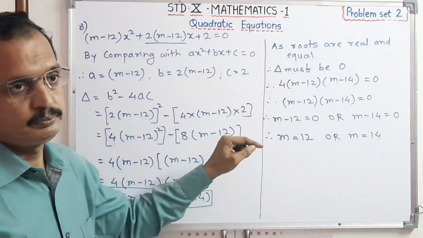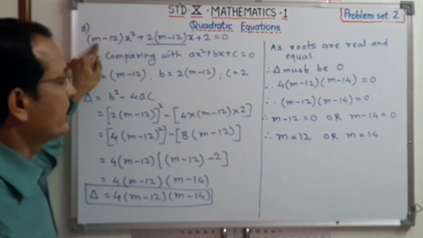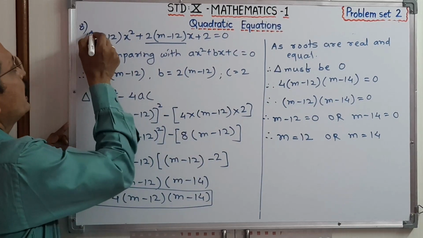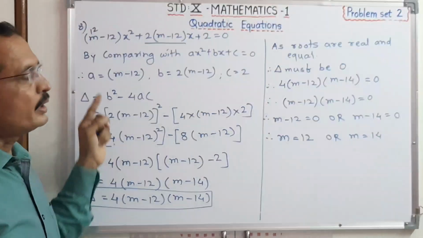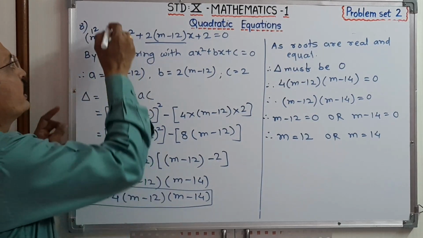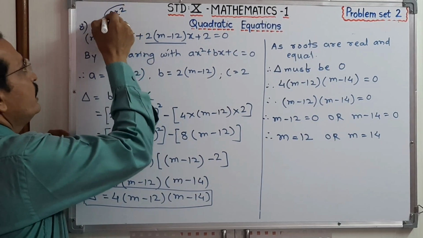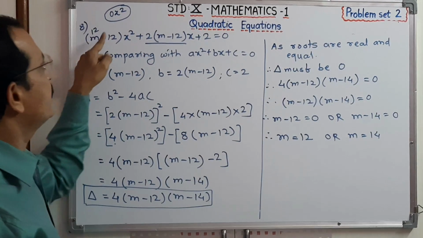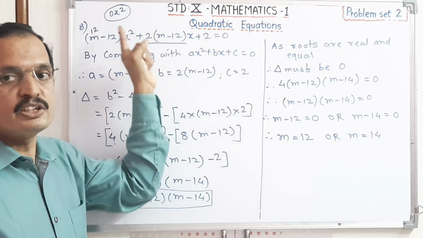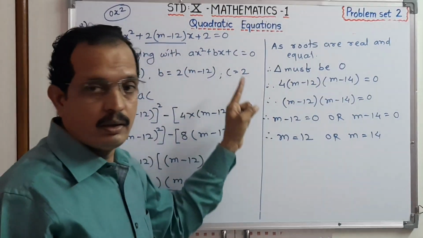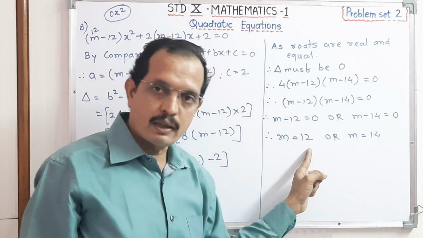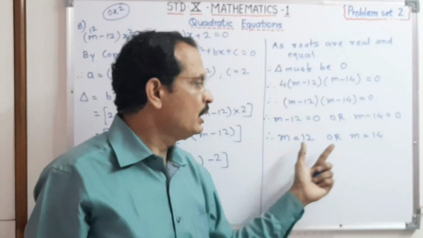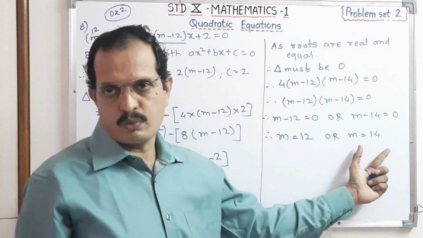Now see here, we get here value of m is equal to 12 and 14, but if we substitute m is equal to 12 here, then it is 12 minus 12, we get here 0x square. Now in the definition of quadratic equation we say that the value of this a must not be 0. This value comes 0 when we put m is equal to 12, therefore we can't take the value of m is equal to 12, therefore the value of m is equal to 14.